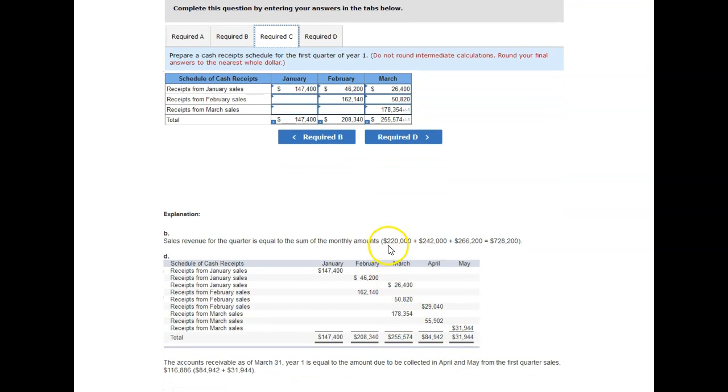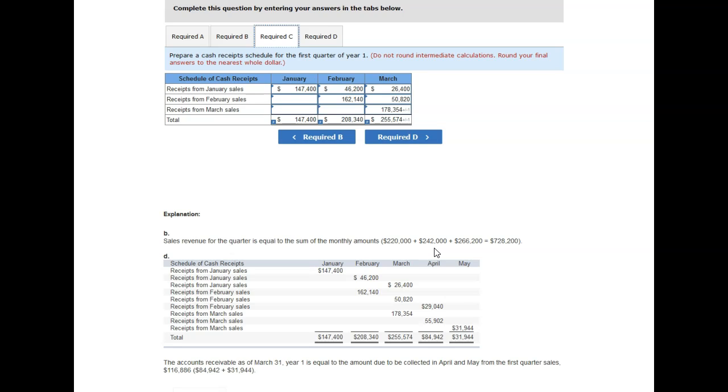So if we take $220,000 times 21%, 0.21, we'll get $46,200. So we drop that in here, 46,200. Now what we're going to do is look for cash receipts in February sales. And so February sales are $242,000. Let's take that times 67%.